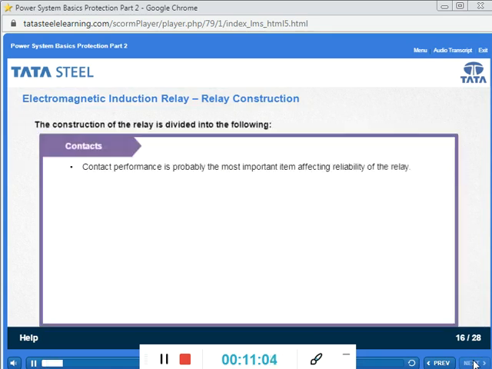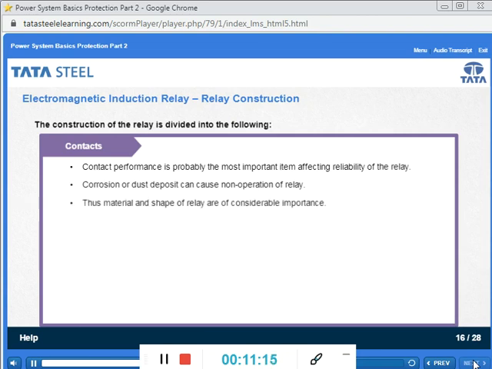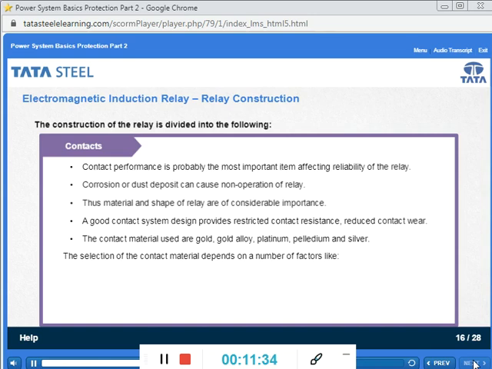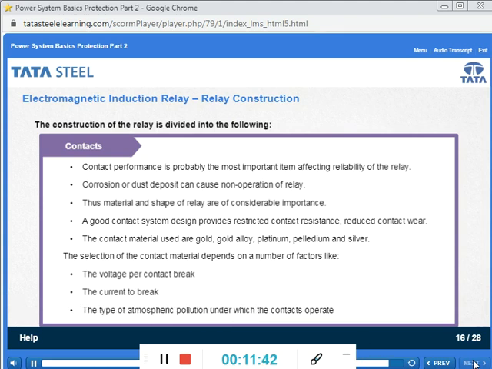Contacts. Contact performance is probably the most important item affecting reliability of the relay. Corrosion or dust deposit can cause non-operation of the relay. Thus, material and shape of the contacts are of considerable importance. A good contact system design provides restricted contact resistance and reduced contact wear. The contact materials used are gold, gold alloy, platinum, palladium and silver. The selection of the contact material depends on a number of factors like the voltage per contact break, the current to break, and the type of atmospheric pollution under which the contacts operate.